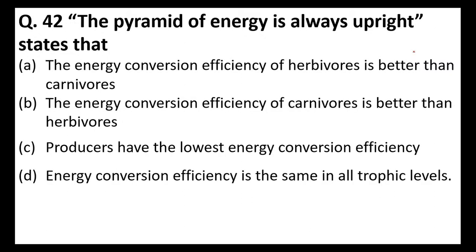The pyramid of energy is always upright. So, why is this upright? They are asking. Options are: energy conversion efficiency of herbivores is better than carnivores; energy efficiency of carnivores is better; producers have lowest energy conversion efficiency; energy conversion efficiency is same at all trophic levels. This is wrong. The right answer here is energy conversion efficiency of herbivores is better than carnivores.